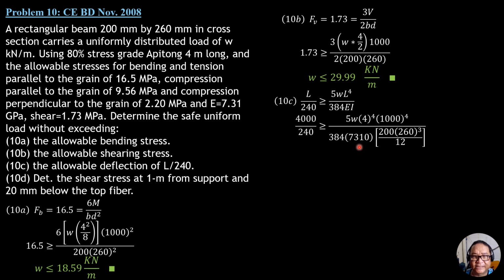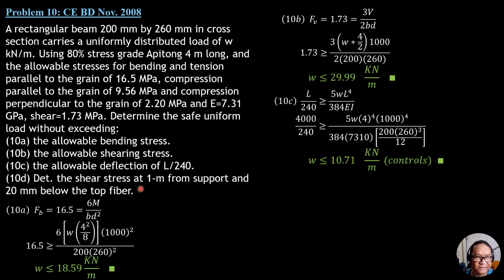Then 384 E is in megapascals, 7.31 gigapascals. So in megapascals, 7,310 megapascals. Then moment of inertia, 200 times 260 cube over 12. So W should be less than equal to 10.71 kilonewtons per meter, because this is the lowest among the design criteria. Then this controls. So this should be the safe uniform load that should be applied on the beam.